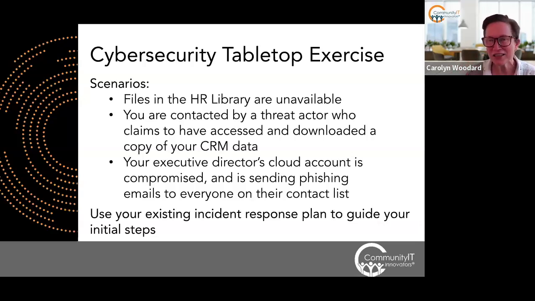And again, usually this would be around a tabletop. You would have a meeting room or a Zoom call with the stakeholders and representatives. You give them a scenario and a time limit and have them try to respond. So Matt, do you want to read through some of these scenarios?